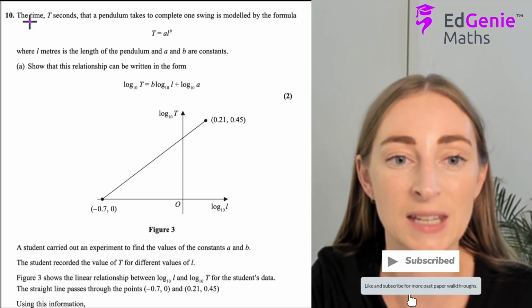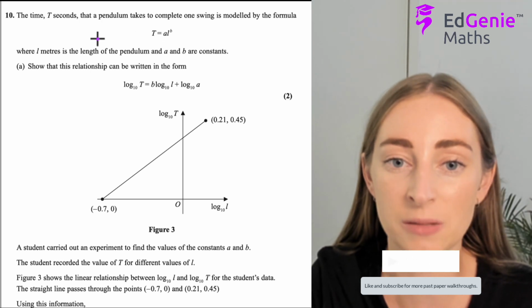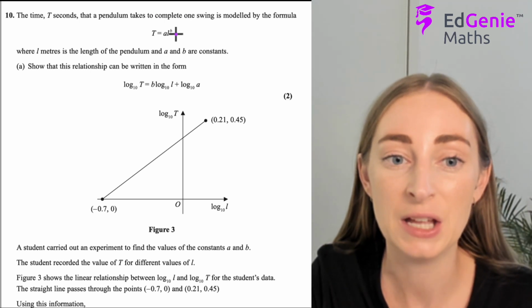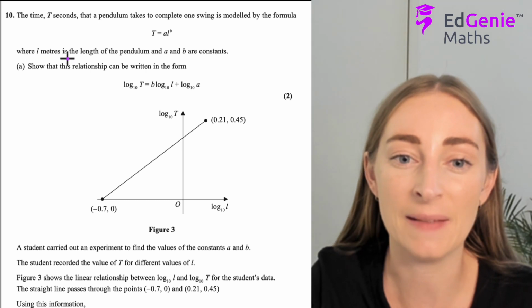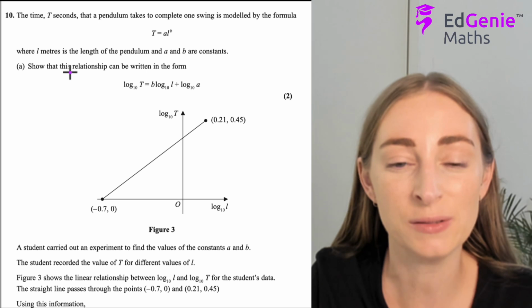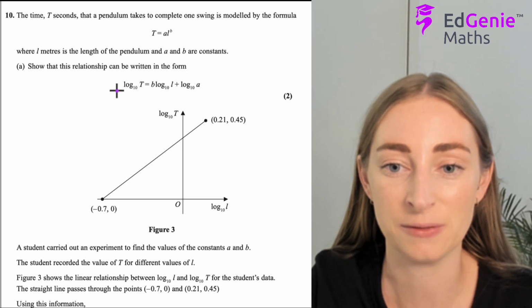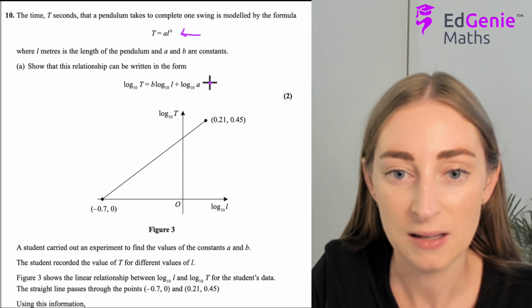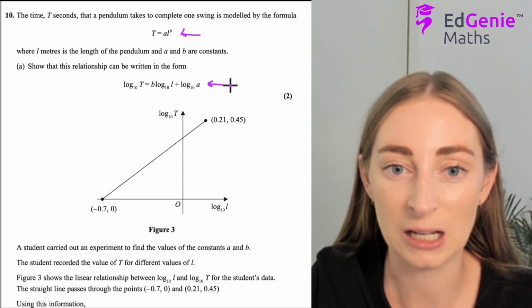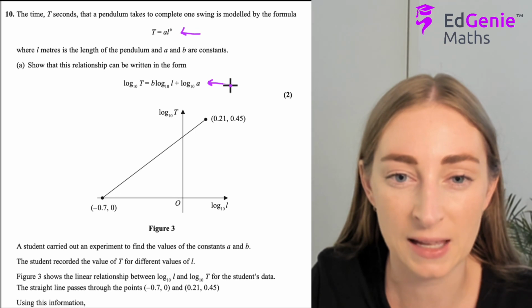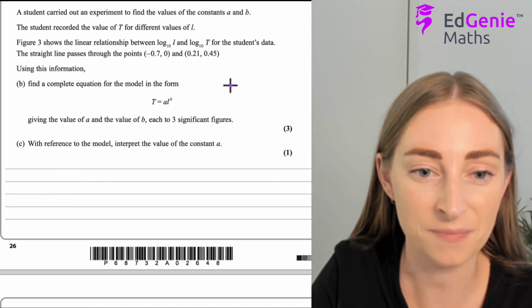Question 10, the time t seconds that a pendulum takes to complete one swing is modelled by this formula, where L meters is the length of the pendulum and A and B are constants. Show that this relationship can be written in this form here. Okay, so we want to get from this to this. So let's take logs of both sides. So it's t equals A L to the power of B.